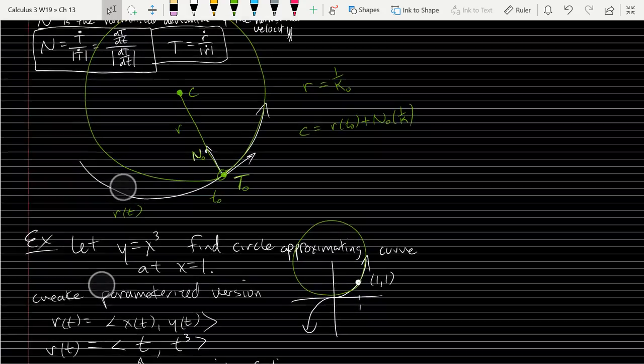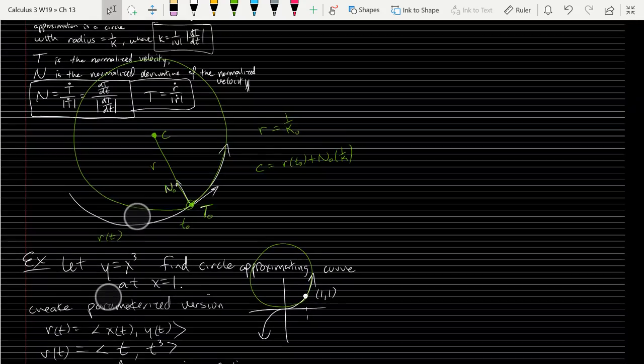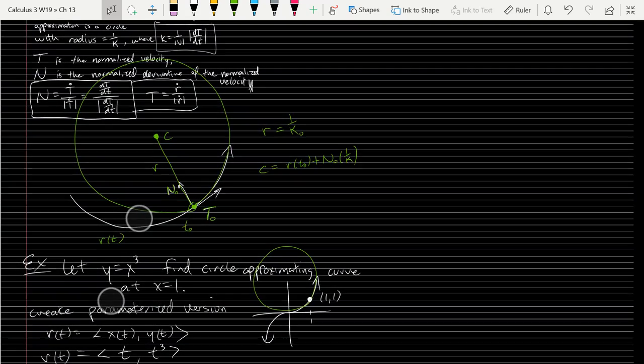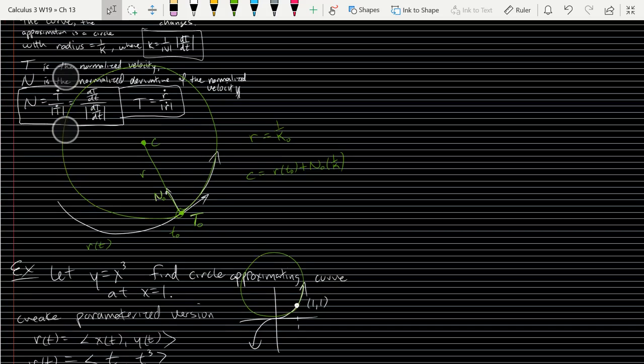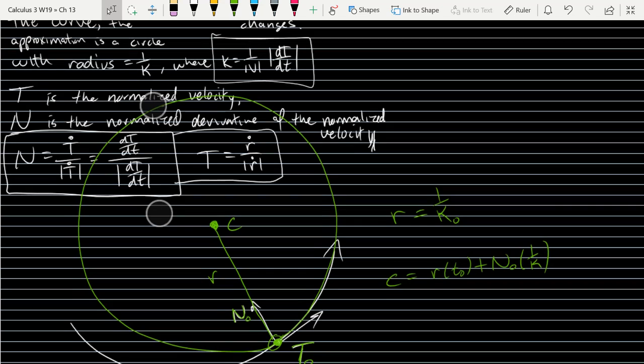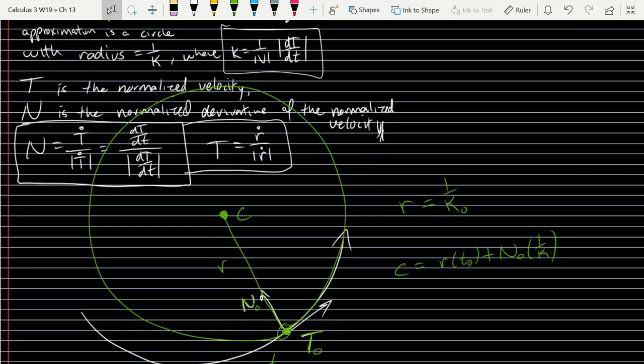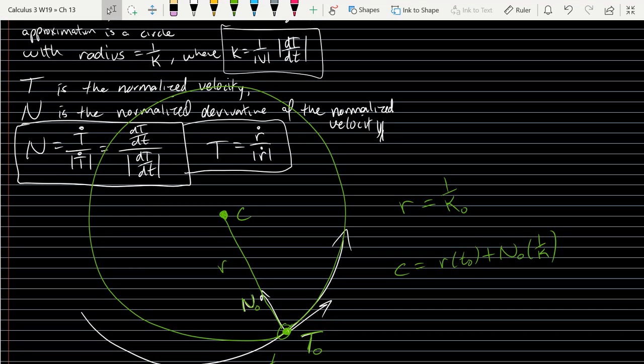I'm worried if I leave all this on the board, you won't be able to read anything, but that's all the information you need. So what I'm going to do is leave the upper part on the board. So these are all the computations you need to make. I'll give you 2 minutes. You're always getting T first and N second. You've got to know what your unit tangent T is, and then you can find the normal of that.